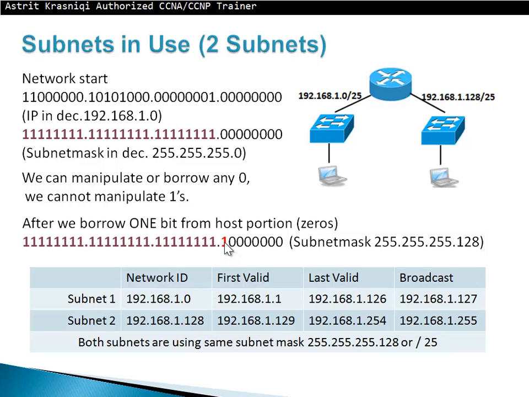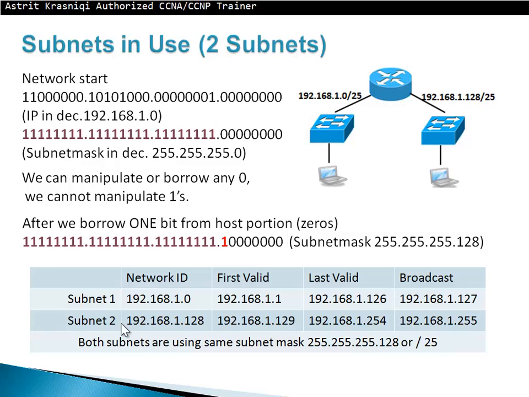The reason is we need to know what is incrementing our subnet. So if we borrowed 1 bit, this bit is 128. So it means that our subnets are incrementing by 128. So 0 plus 128 is 128. Then we need to find out the broadcast for the first network, which is this minus 1. So 192.168.1.127. And then the last valid is 126. So it's a broadcast minus 1.